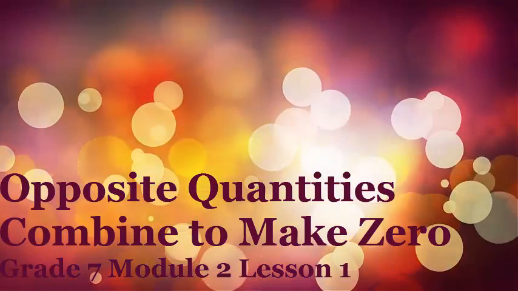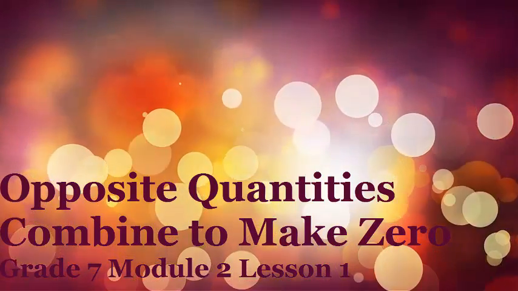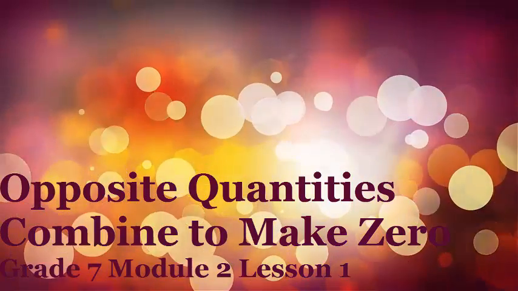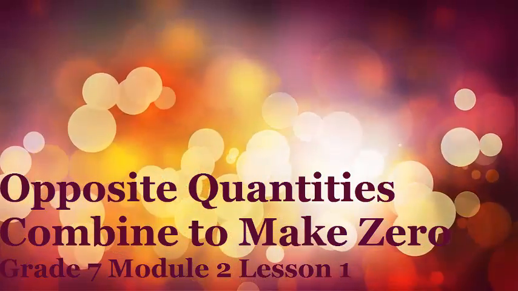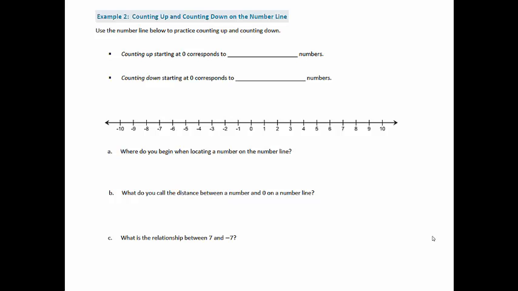Welcome. In this video, we will be looking at Example 2 and Example 3 from Lesson 1 for Module 2 for Grade 7. We're going to be starting to talk about negative and positive numbers and how we can use the operations of addition, subtraction, multiplication, and division with those numbers. First, we need to review positive and negative numbers.